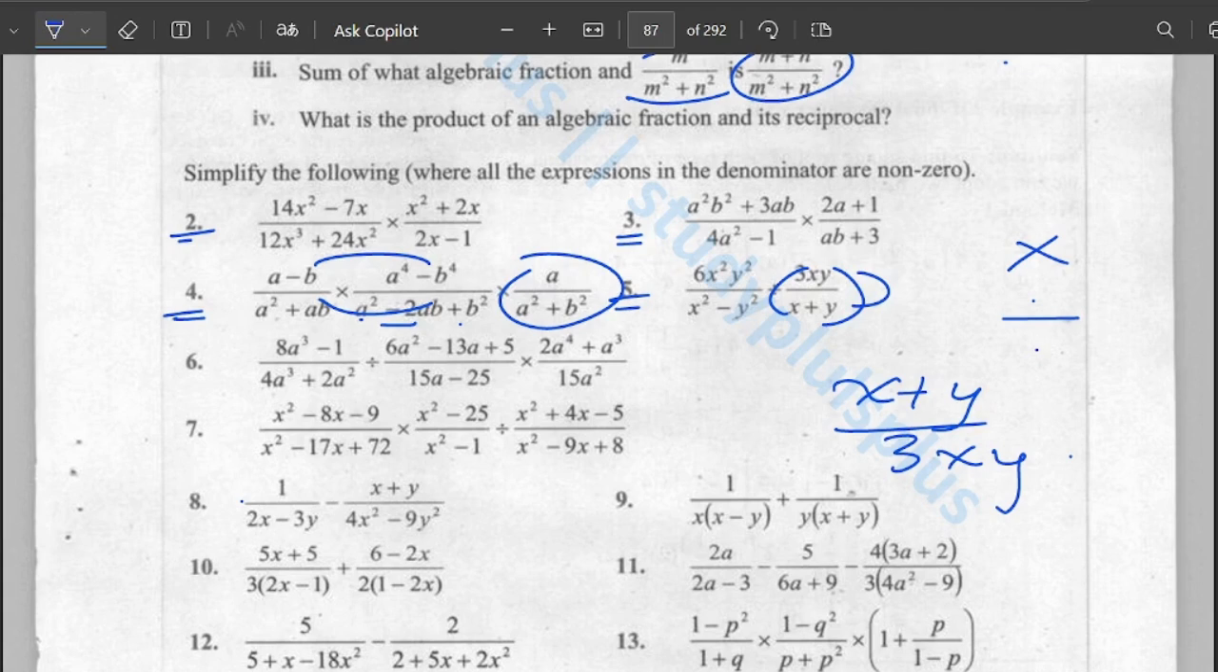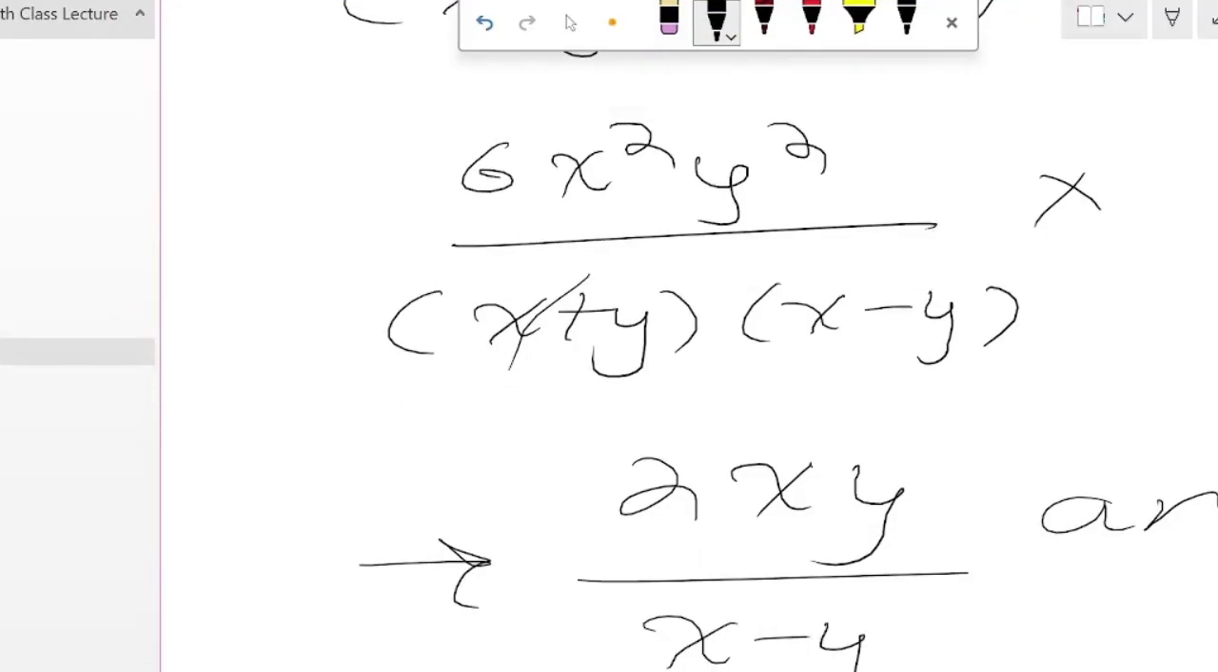Now let's move on to question number 6. Here we have two terms that are being divided with each other. So we are going to simplify them first, and then we will multiply these in the end with the last expression. Okay, so let's tackle this question.